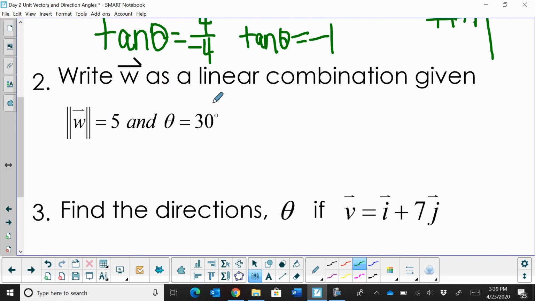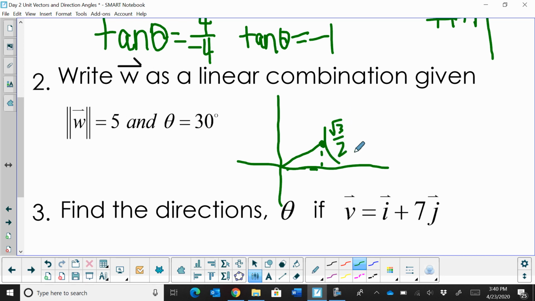Write vector W as a linear combination given this information. Okay, so again, we're going to be working with the unit circle and coordinates on the unit circle. So we need to think about 30 degrees on the unit circle. What are the coordinates for that position? Well, that's going to be square root of 3 over 2 for your horizontal direction, and your vertical direction is just a half. Now, remember, this hypotenuse is 1.